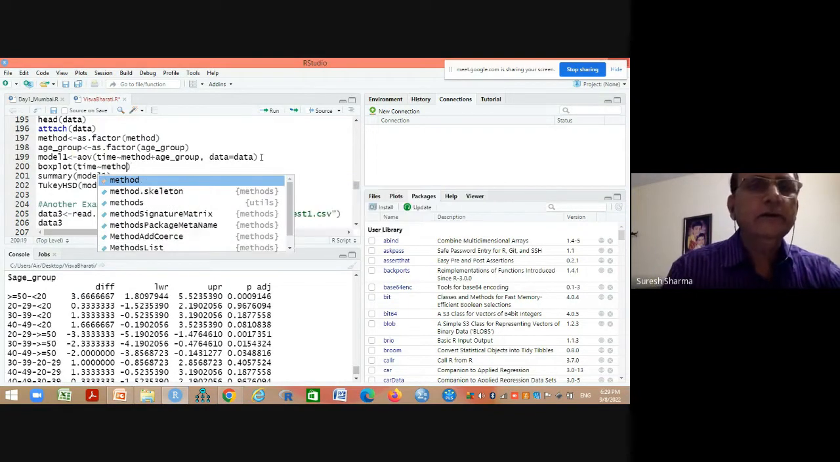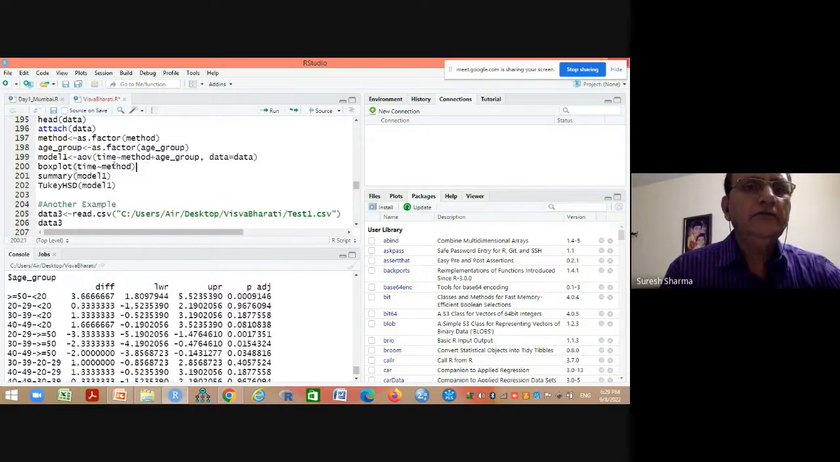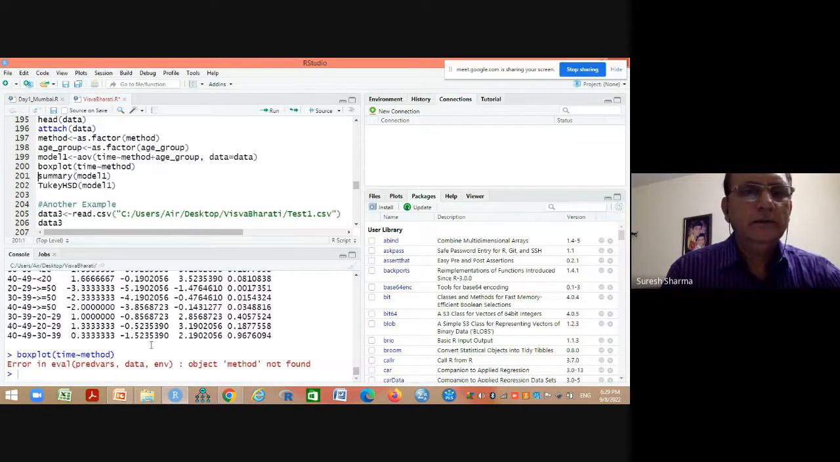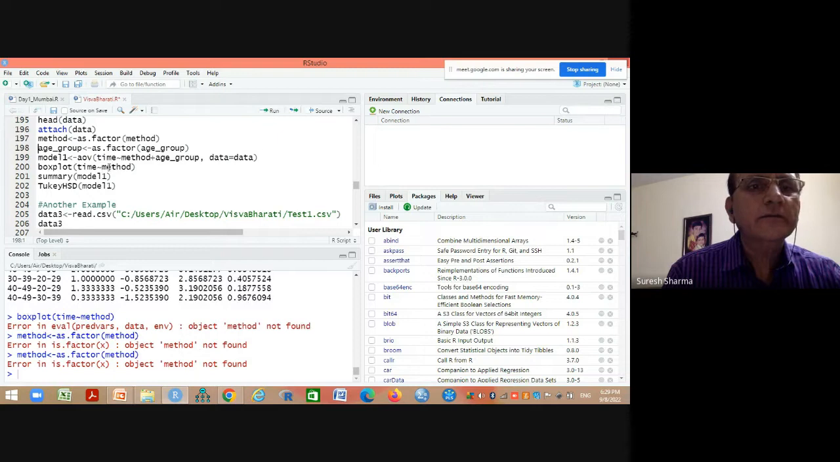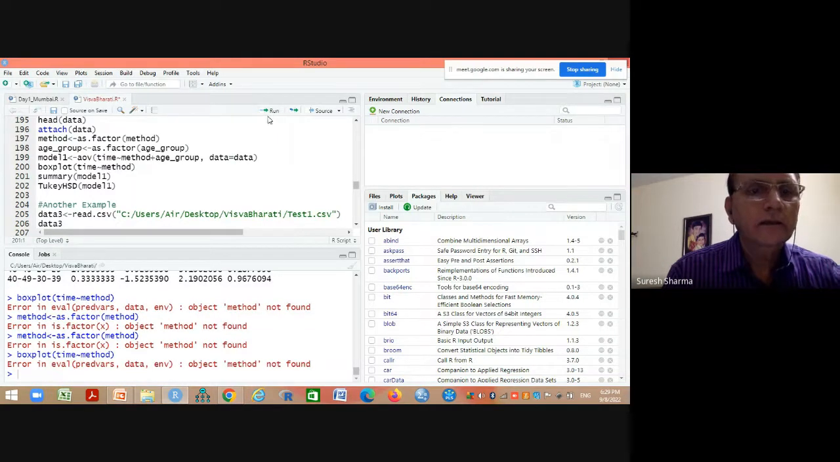Against method. METHOD. Okay. Now, if you get the box plot, what will happen? Object method is... is there any spelling mistake? Is there any spelling mistake or what? Let's look into it. It's giving you object method is not found.